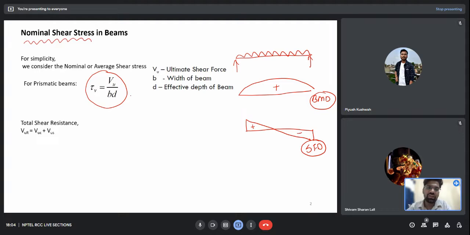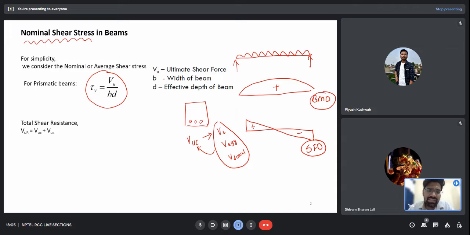So first let's look at VUC. VUC is nothing but the shear force which we are getting from the concrete itself. Concrete as a material has some shear resisting properties. This VUC actually has three components. First one being the shear resistance of concrete, second one being the shear resistance provided by aggregate interlocking, and the third one being the shear resistance because of the provision of dowel bars. Dowel bars are nothing but the tensile reinforcement which we have provided. So these three components all contribute to VUC.